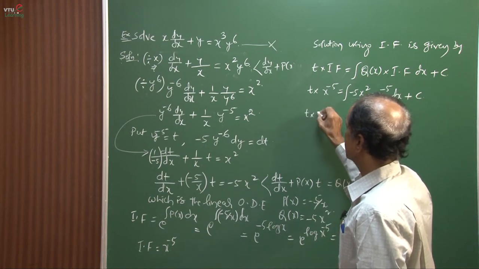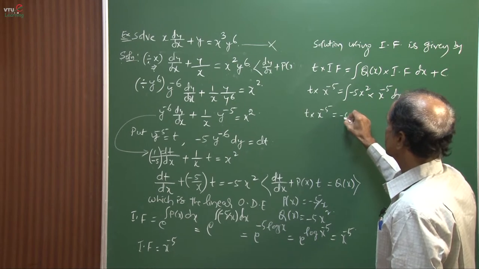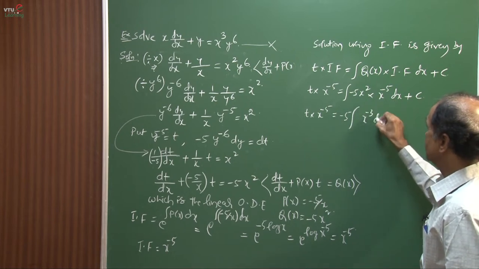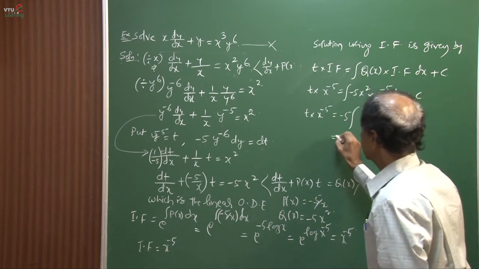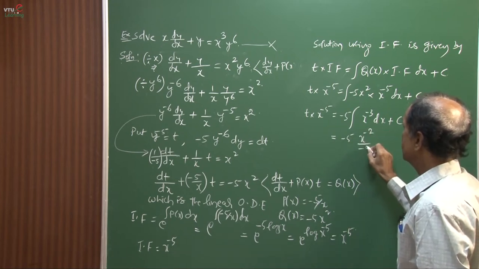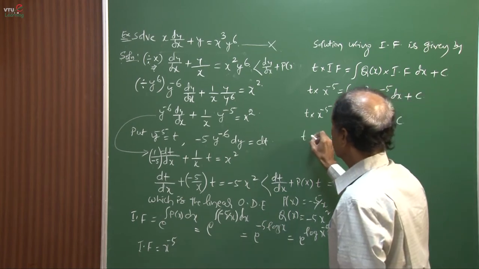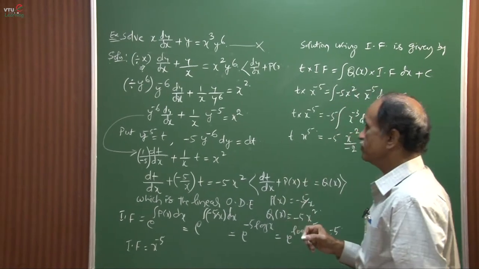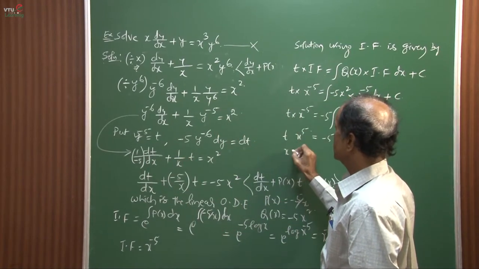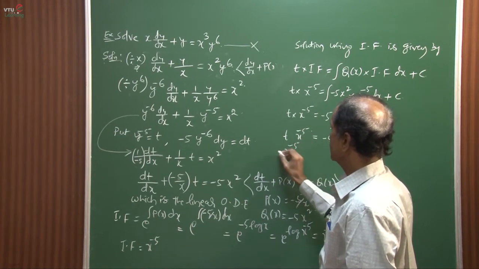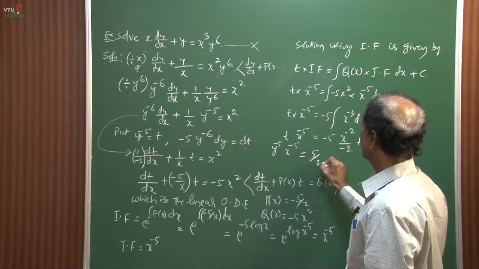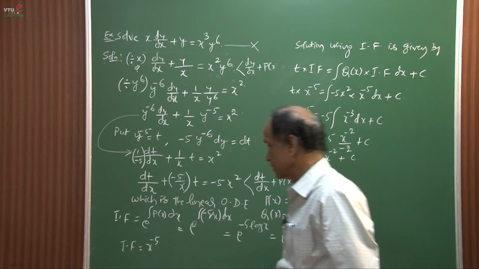That is t into x to the power minus 5 is equal to minus 5 integration; the base is the same, powers can be added, x to the power minus 3 remains, dx plus constant. That is equal to minus 5 times x to the power minus 3 integrated, which is x to the power minus 2 divided by minus 2, plus constant. What is the t value? Actually, you have taken the substitution t is equal to y to the power minus 5. So x to the power minus 5 into y to the power minus 5 is equal to, minus minus plus, 5 by 2 x to the power minus 2 plus constant.